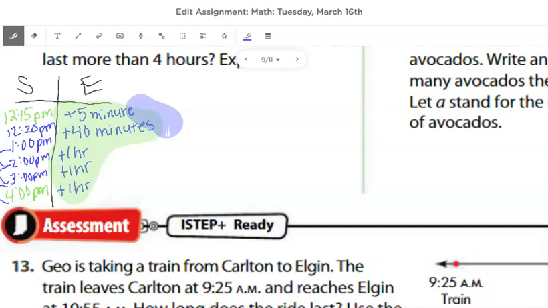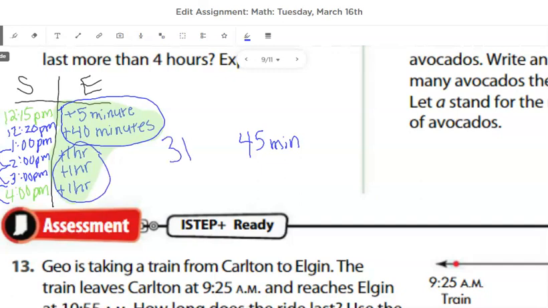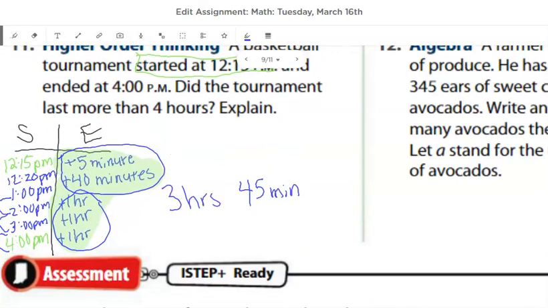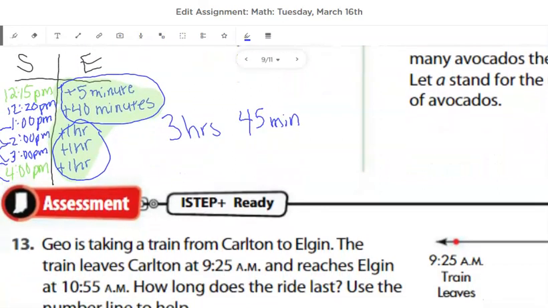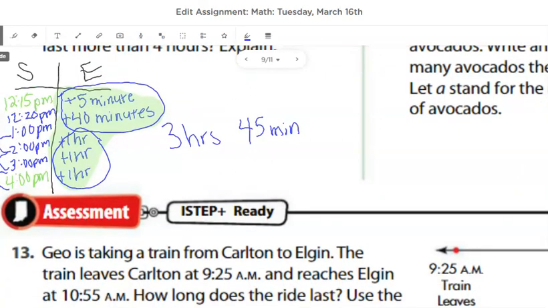So 5 plus 40 is 45 minutes. I'm going to add my minutes together. I'll circle this. My minutes together, I would get 45 minutes. And 1, 2, 3 hours. So, did it last more than 4 hours? No. And here's our explanation. No. It was 3 hours, 45 minutes long.